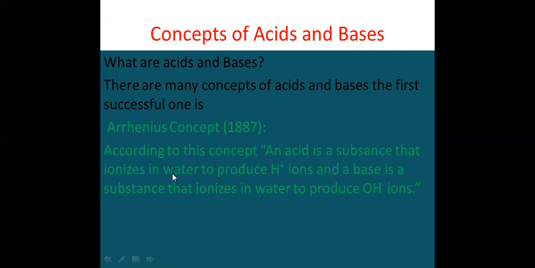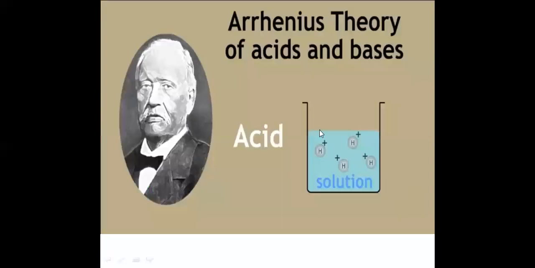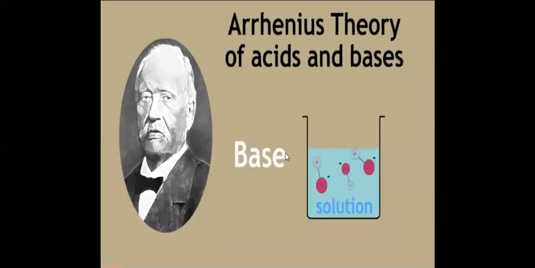According to this concept, an acid is a substance that ionizes in water to produce hydrogen ions, and a base is a substance that ionizes in water to produce hydroxyl ions. It means that according to the Arrhenius theory of acids and bases, an acid is a substance which ionizes in solution to give protons or H plus ions, and a base is a substance which ionizes in solution or in water to give hydroxyl ions.